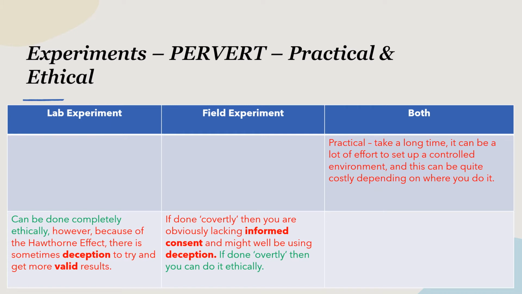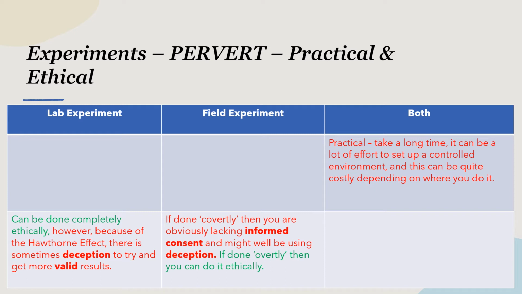In terms of ethics and kind of how morally right these can be done, again, it will vary depending on what type of experiment it is, whether it's a lab experiment or a field experiment. A lab experiment can be done completely ethically. You can have informed consent, you can have no deception, you can protect your participants from harm, you can keep it all confidential and anonymous. The problem with that is that you will end up with something called the Hawthorne effect, which I'll talk about later when we talk about validity. But what that means is sometimes there will be deception because otherwise you don't get very valid results.